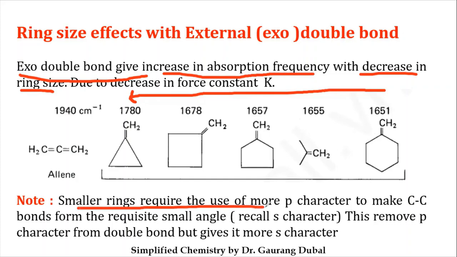Smaller rings require the use of more P character in the ring C-C bonds from the requisite small angles, as we learnt in S character. In S character we saw that as S character increases we get higher frequencies, right? So P character is removed from the double bond and S character will be more. So the frequency will increase. So in smaller rings, P character is utilized in the ring bonds, S character in the double bond will increase, and due to that the frequency is increasing, right?